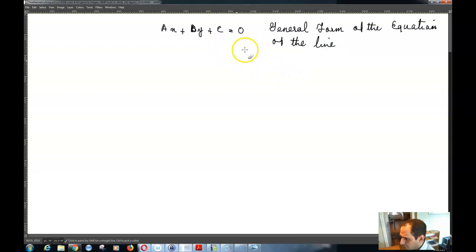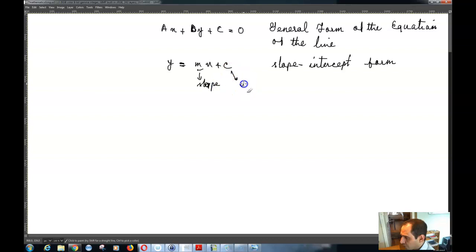Now the slope-intercept form is basically y is equal to mx plus c. That is the slope-intercept form. And this is your slope, and this is your y-intercept.